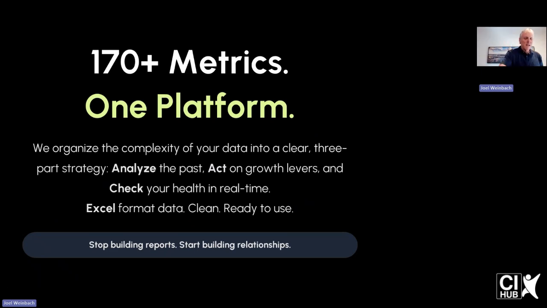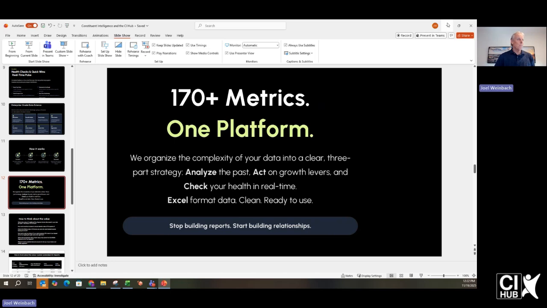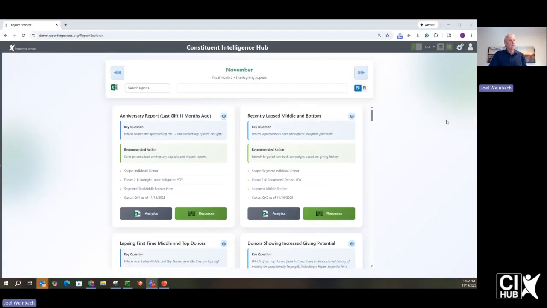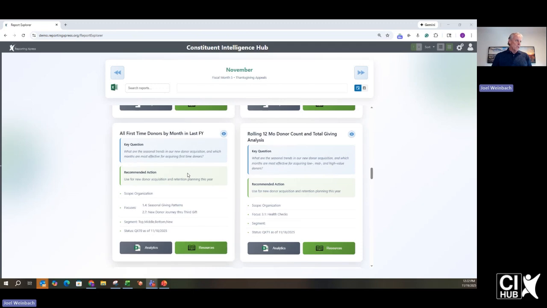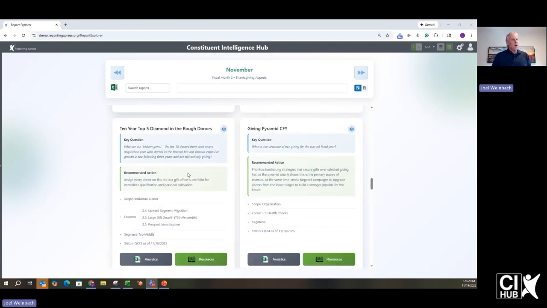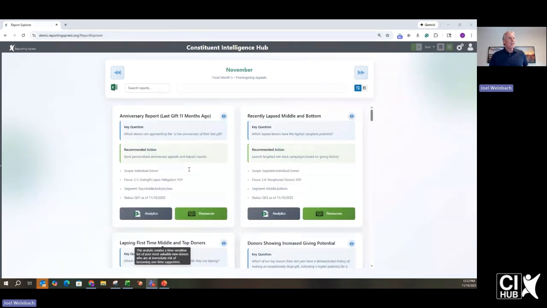Now I'm going to get out of the presentation and show you what the UI for this looks like, because this is what's really exciting. We'll come back to this later. So this is it. This is the entire platform on one screen. We'll start here. I'm in the month of November. There are 20 or so analytics for the month of November that we think you should consider looking at.